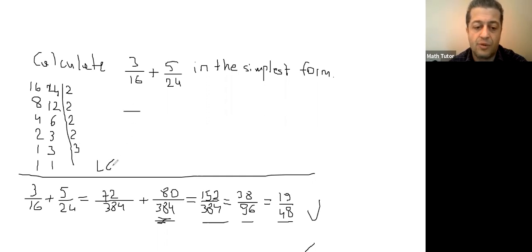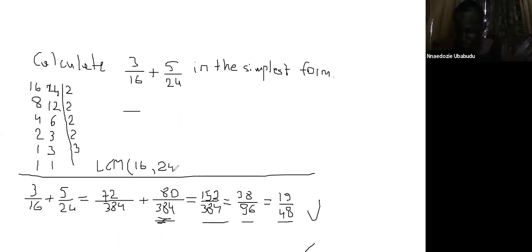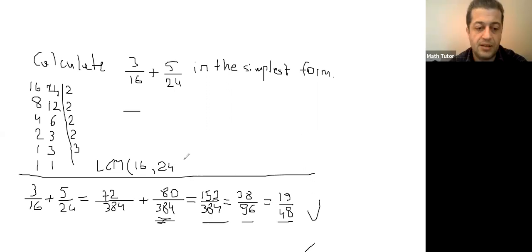The least common multiple of these two numbers, 16 and 24, is 96, isn't it? No, not 96, 48. 2 times 2 is 4. 4 times 2 is 8. 8 times 2 is 16. 16 times 3 is 48.